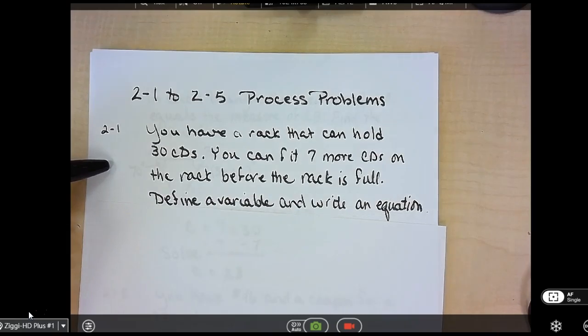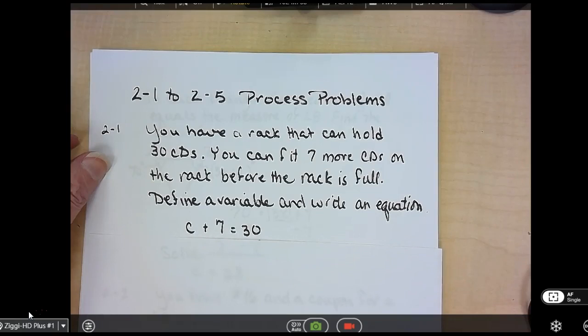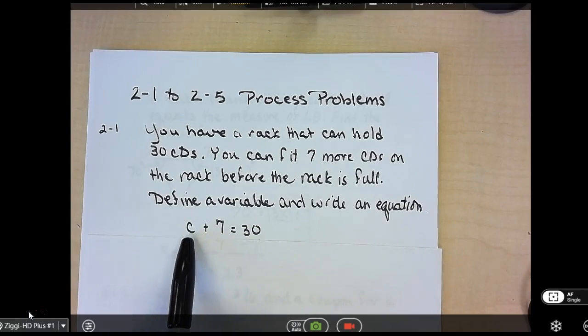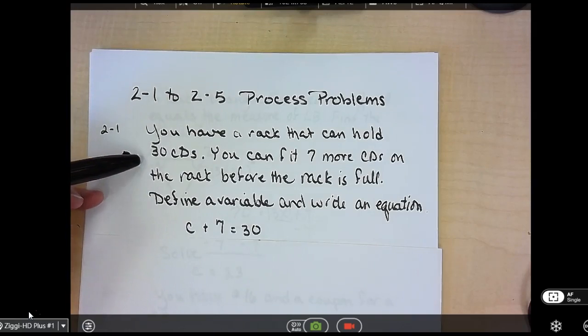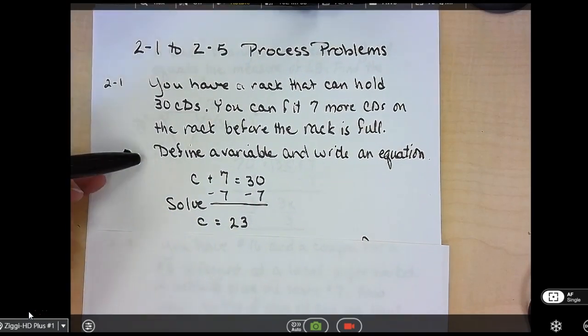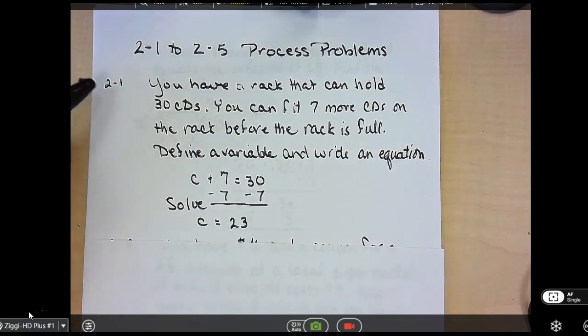What you are to do is define a variable and write an equation. In 2-1, they were all one-step equations, so that's the type of equation you should be making. So CDs I'm going to call C. I know I can only end up with 30, so I have to equal 30. If I take the C that I have, add 7, they will equal my 30 CDs that I can have in my rack. So now I solve. Subtract 7, and I get C equals 23. So all the problems in 2-1 will be this type of one step that you set up.